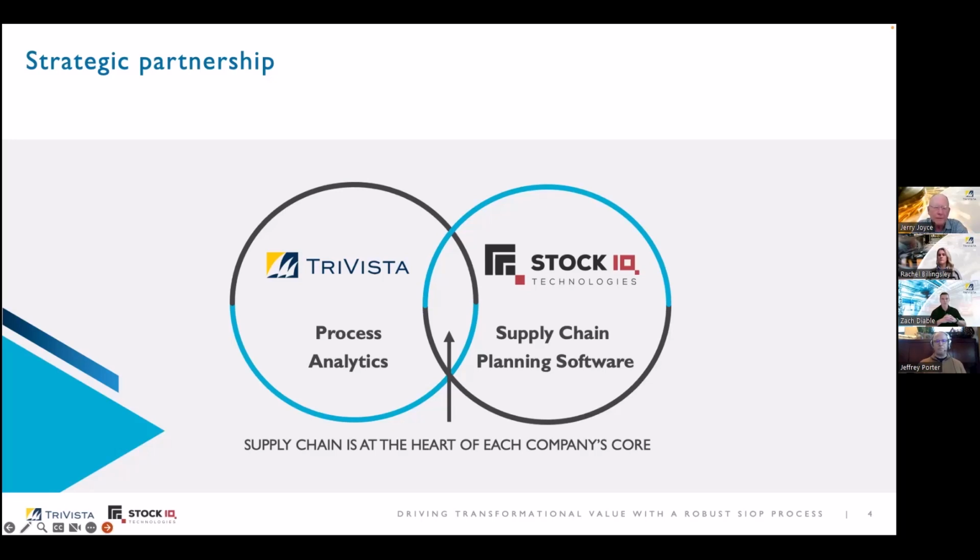Perhaps right now would be a good time to just say a few words about how TriVista found StockIQ. Back in 2019, we were implementing a SIOP process for a NetSuite client, and we determined that they needed a bolt-on supply chain planning tool. And so we contacted softwareadvice.com, which is a company that helps match software companies with potential customers. And StockIQ was one of their recommendations.